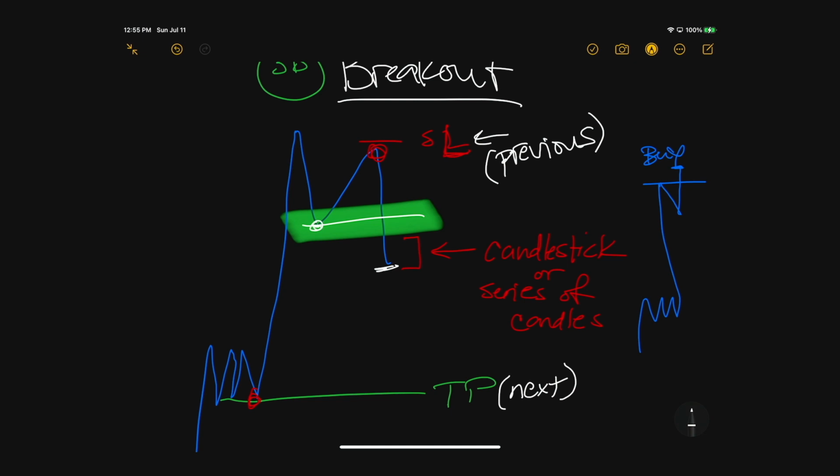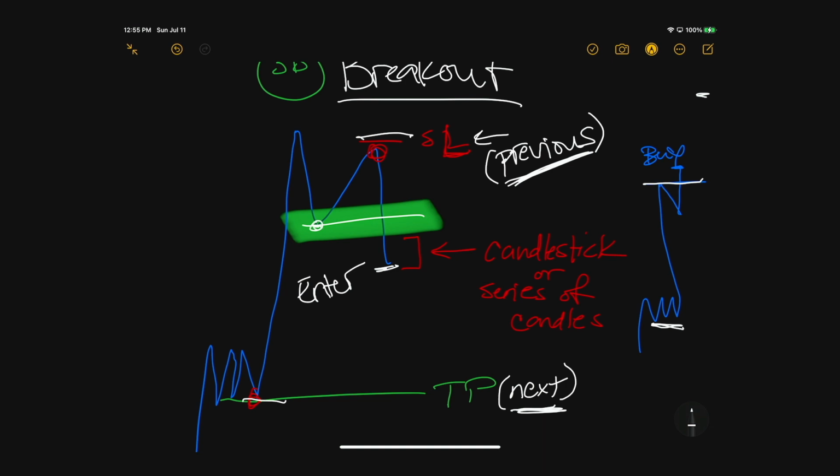Let me repeat that again. Your previous is always going to be your stop loss, and your next support and resistance is always going to be your TP. So when I enter here, before I even enter, I need to understand where my previous is and where my next is before I enter into the trade. And as soon as I enter, then I just plug in those numbers. It's the same thing here. If I entered here, what's my previous? This is my previous. What's my next? Somewhere up here is going to be my next. So you just have to understand that.